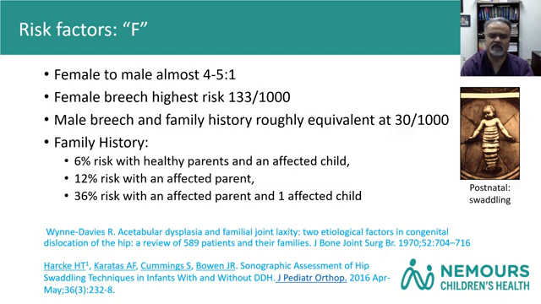Male breech and family history are almost as similar as far as risks go, and they're roughly about a 3% risk. Family history in itself in certain cohorts has been found to be approximately 6% when you have a sibling that is affected, 12% when you have a parent that is affected with DDH, and almost 36% when you have both a parent and a sibling that has DDH.